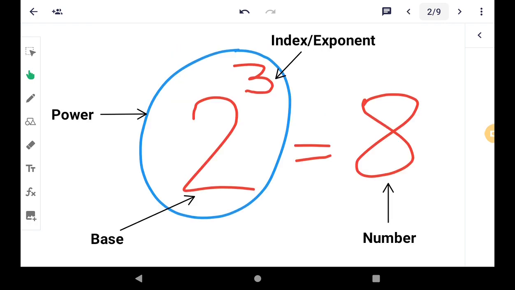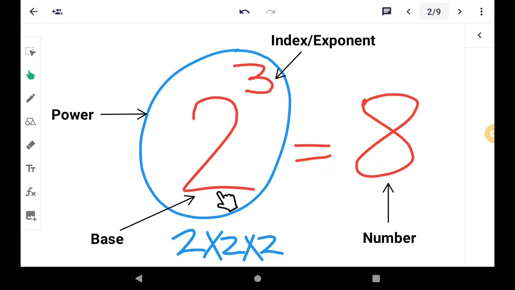Now let's start. When we talk about exponents, we're basically talking about numbers that can be expressed in this format. For example, 2 to the power of 3, which means 2 multiplied by itself 3 times. In other words, 2 times 2 times 2, and that is equal to 8. If you don't believe me, take a calculator and punch these numbers, 2 to the power of 3, and you will get 8.